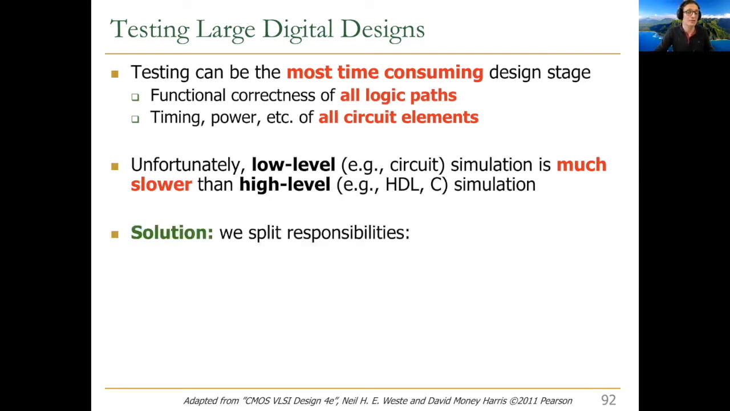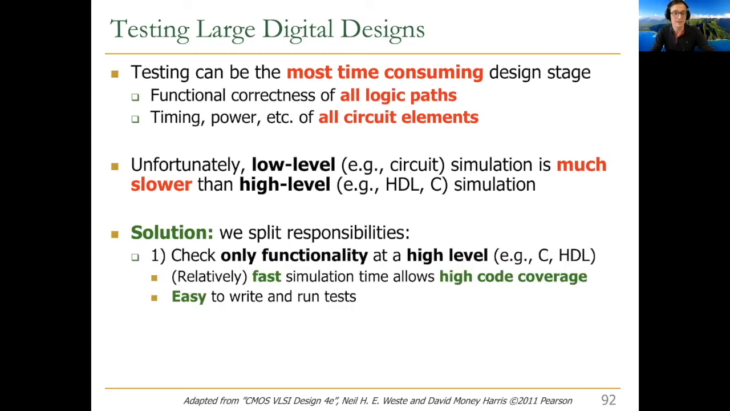So basically, we normally split responsibilities in this. We usually check functionality only at a high level, like C or hardware description language, because this allows us to simulate fast with high code coverage. And we can easily write and run tests at that high level of abstraction because things are much faster.